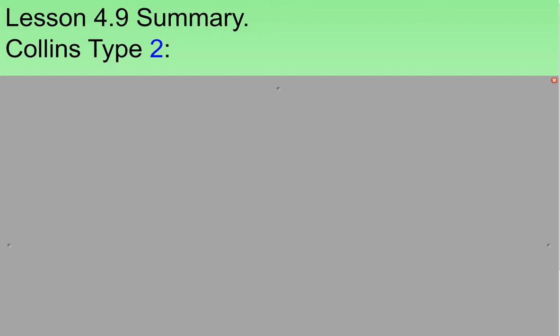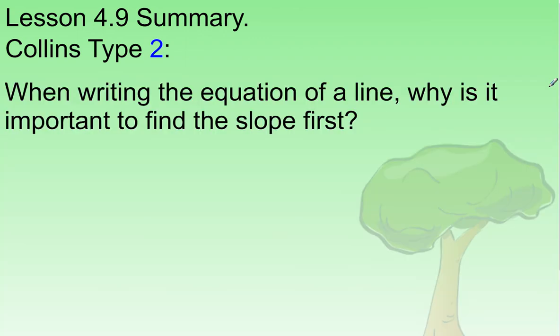Summary. It's a type 2. So on your college writing page, make sure you take your time and answer correctly, because it'll be graded for your correctness of your response. And it says, when writing the equation of a line, why is it important to find the slope first? That should be easy. Talked about that in detail. So go ahead, pause the video if you need the question a little bit longer.